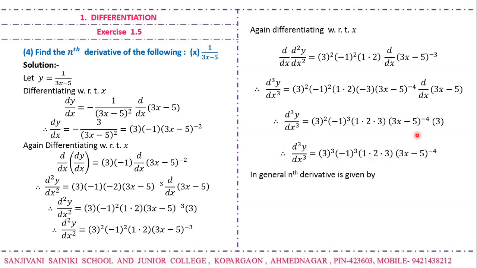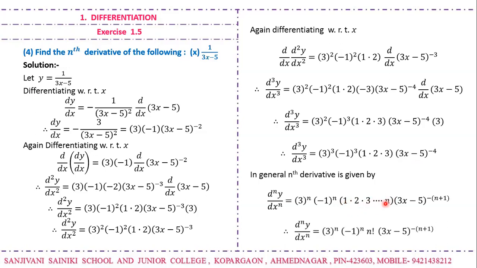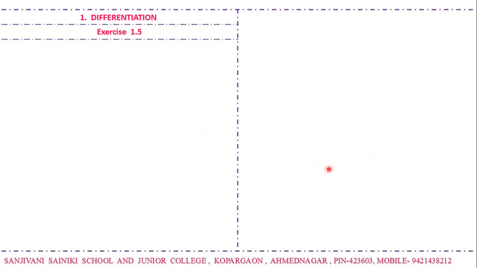So from this third order derivative we can generalize, or we can find the nth order derivative: d^n y by dx^n is 3 raised to n into minus 1 raised to n into 1 into 2 into 3 up to n, again (3x minus 5) raised to minus n plus 1. Now here it is a product of the first n natural numbers, so it is n factorial. So 3 raised to n into minus 1 raised to n into n factorial into (3x minus 5) raised to minus n plus 1 is the nth derivative of the given function.